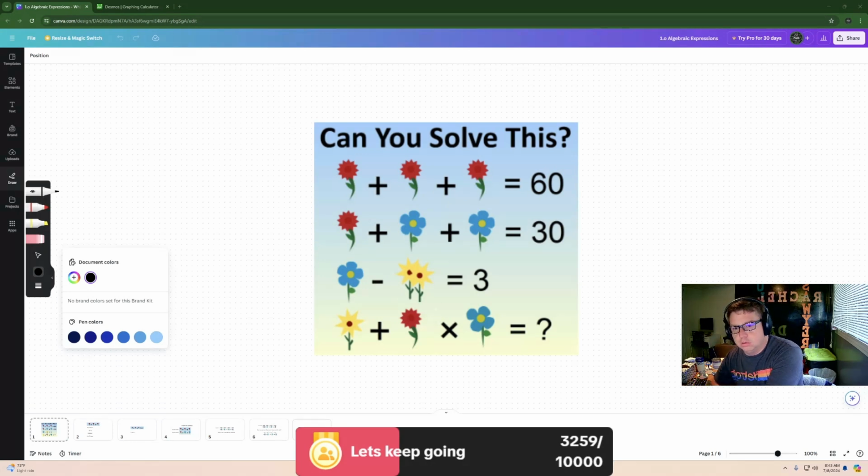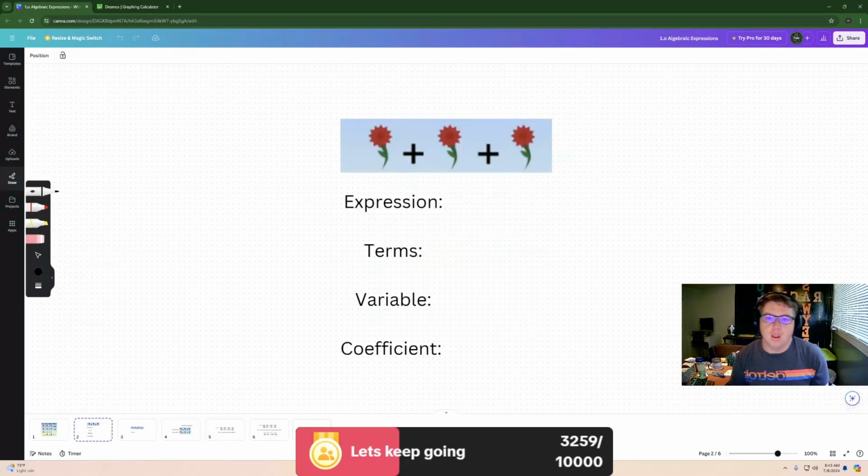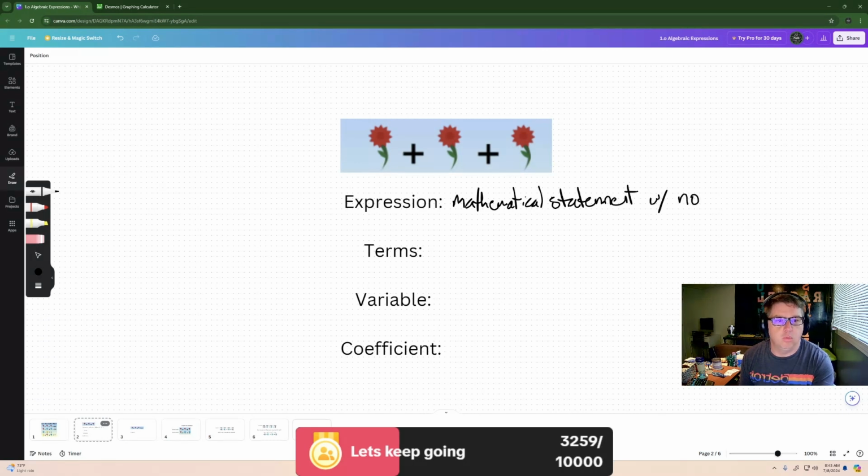So we're going to take a look at this. And there's a couple different terms that we want to talk about. So an expression is where there is no equal sign. So when we talk about an expression, it's a mathematical statement with no equal sign. Okay, so it's just writing out a bunch of stuff.